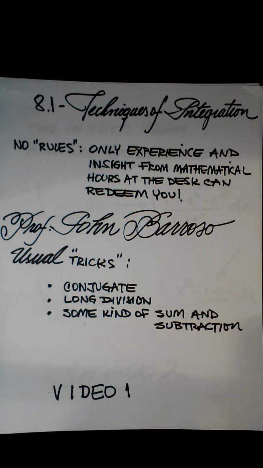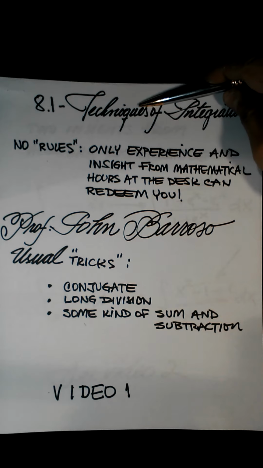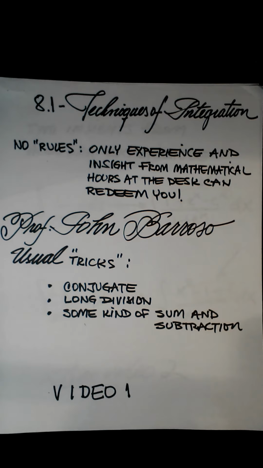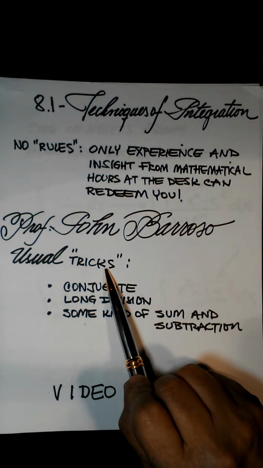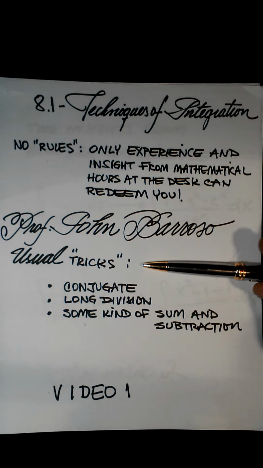This is chapter 8, section 8.1, techniques of integration. So let's see first what techniques is. When we say techniques, we basically mean tricks. Now, tricks is a complicated word because we don't talk about tricks in math. However, when we say tricks, we mean what is the algebra that I need to apply to get out of a situation. So how am I going to envision the algebra that I need?